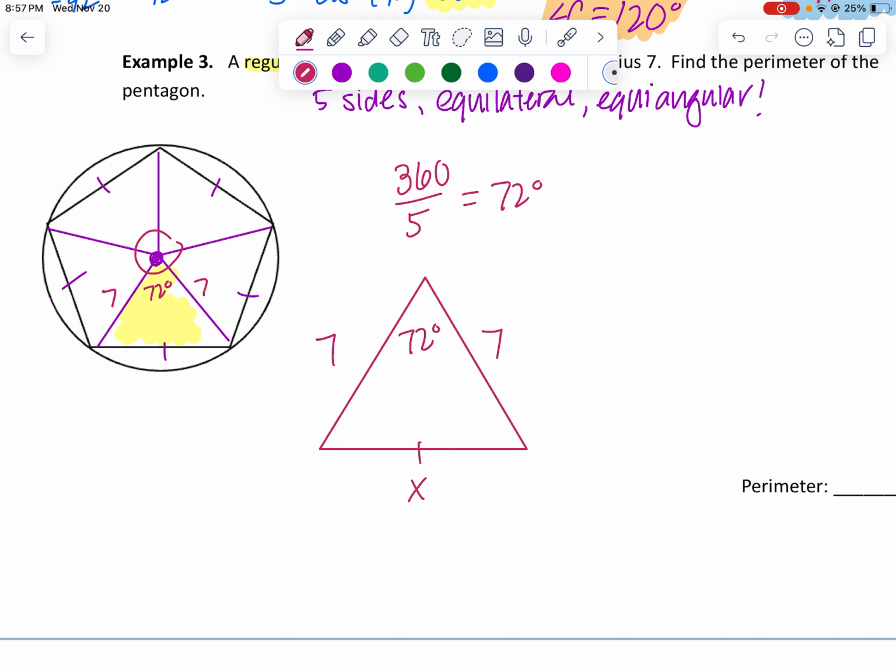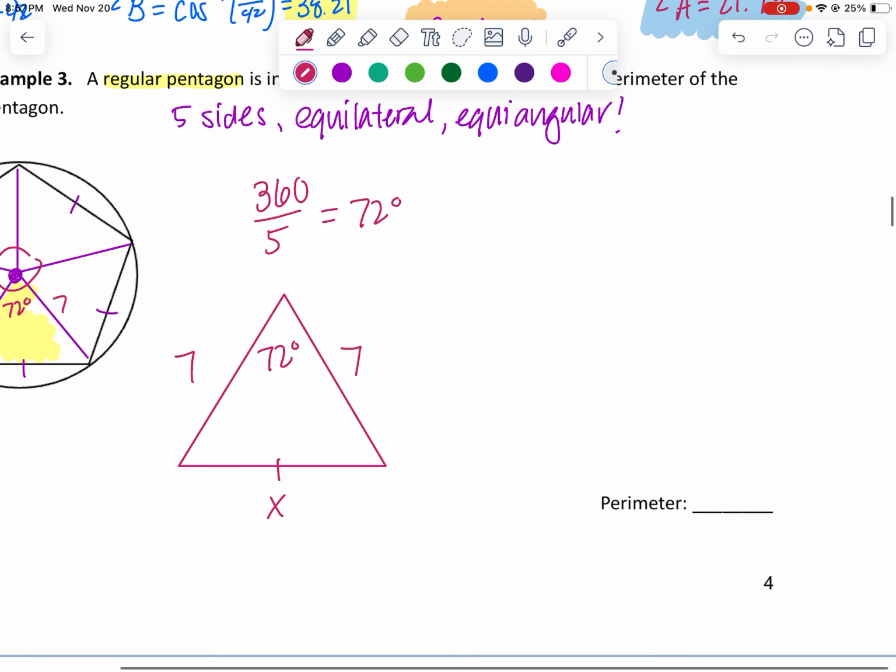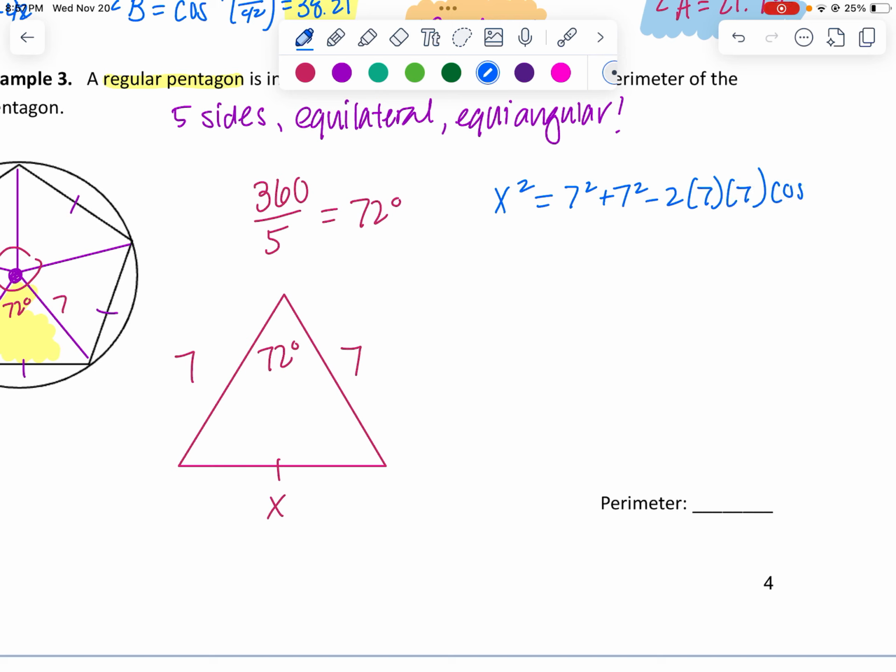Okay, so same exact process. I'm going to set up my equation, trying to find x, so I'm going to start with x squared. I'm going to equal it to the sum of the squares of the other sides. So I get 7 squared plus 7 squared minus 2 times 7 times 7 times cosine of my included angle of 72 degrees.